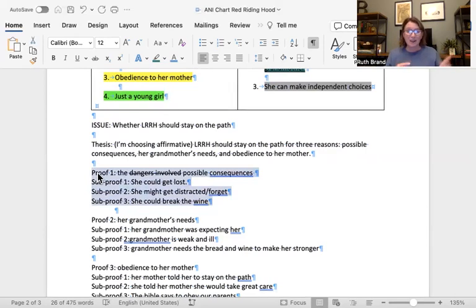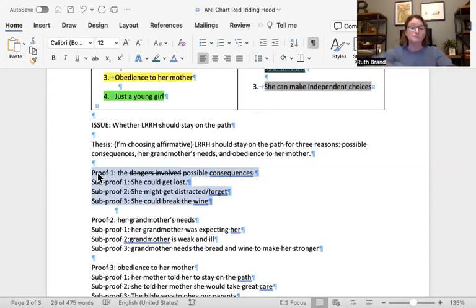In the last essay, all you wrote were your 3 proofs. So you would have said in the body, the first reason Little Red Riding Hood should stay on the path is because of the possible consequences. The second reason Little Red Riding Hood should stay on the path is that her grandmother has needs. The third reason that Little Red Riding Hood should stay on the path is because she needed to obey her mother. So your body only talked about your proofs.